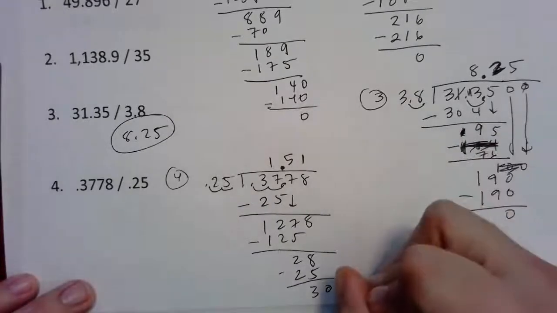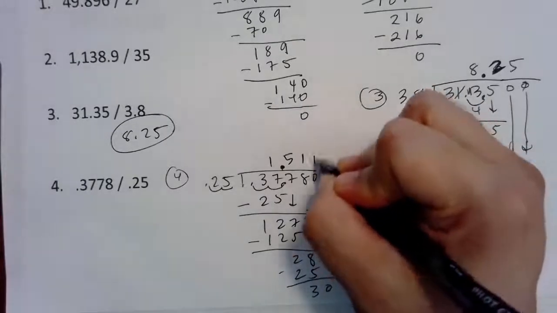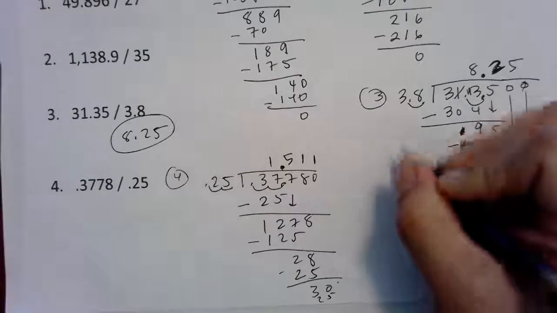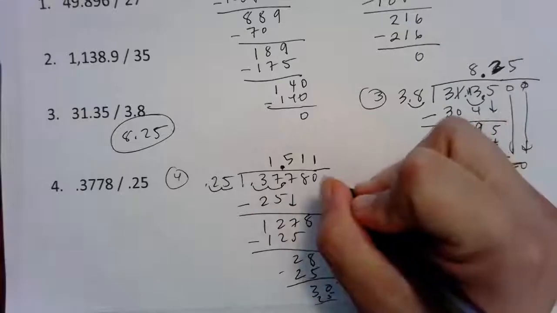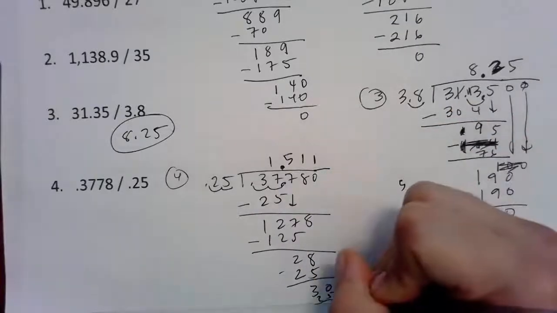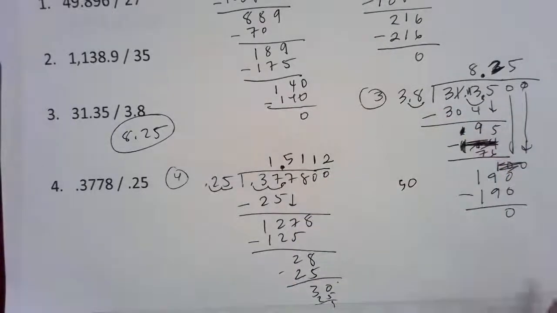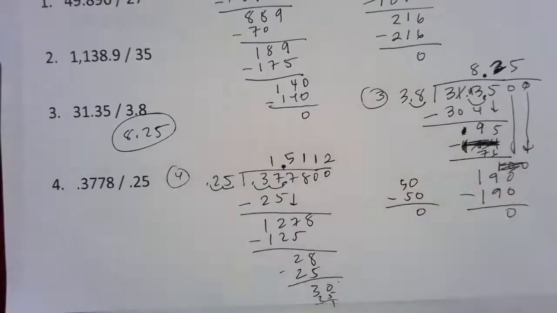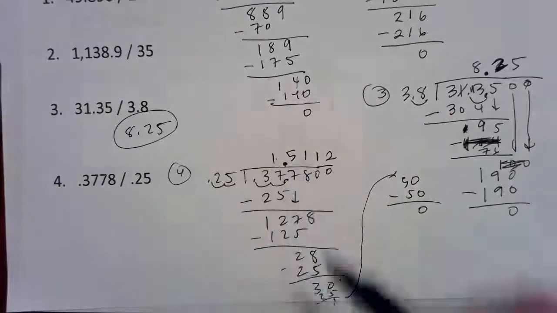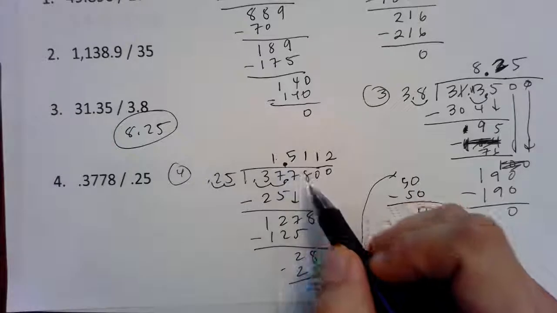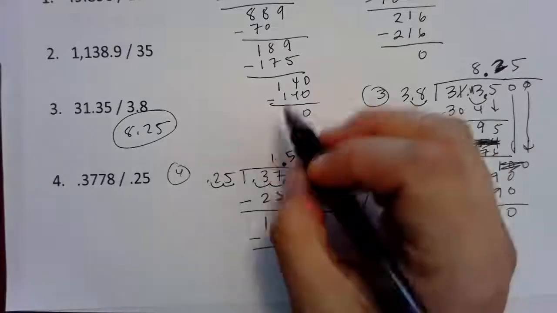Okay, if we were to keep going, right, so this would be a 0. 25 would go into 31 once, so that would be 25. And then if I was to bring it back over here, that would give me 5. And if I bring down a 0, that's 50. So this is the additional. 25 goes into 50 twice. Okay, so 50 minus 50, and that's 0. Okay, so the answer would be 1.5112, or 1 and 5,112 10,000ths, if we're saying it properly.